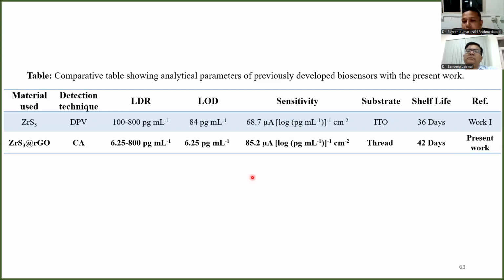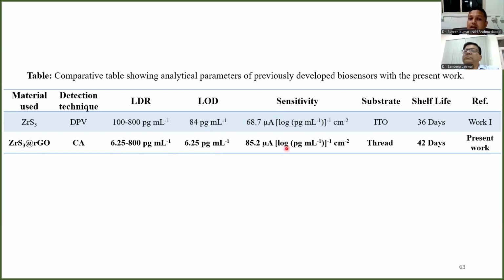Now we have compared project two with two different works. The first one is zirconium trisulfide, a metal chalcogenide, and we have also used it with another nanomaterial, that is reduced graphene oxide. When we compared the linear detection range, first we got 100 to 800 picogram per ml, but when 2D nanomaterials were used, we got a wider linear detection range, that is 6.25 to 800 picogram per ml. With the lower detection limit, definitely it shows better than the previous one. The previous one is 84 picogram per ml. This one shows 6.25 picogram per ml.